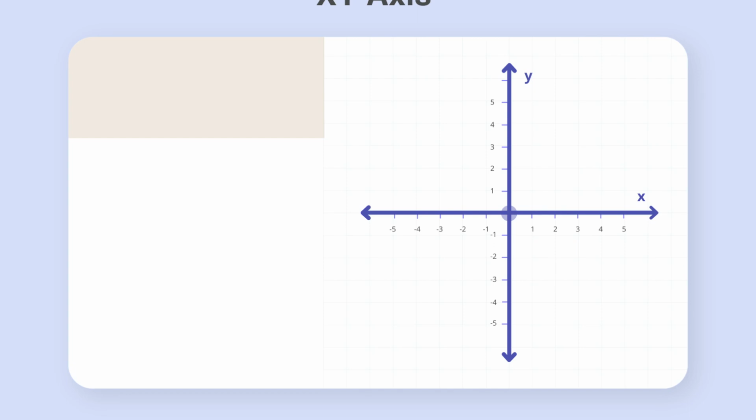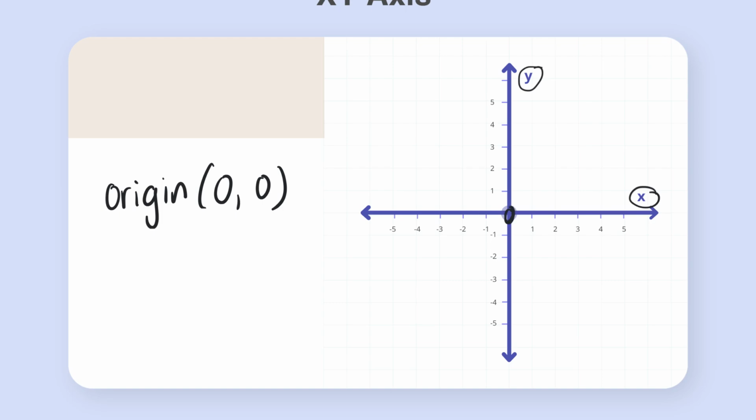Okay, so today we're going to be looking at a coordinate grid. What we have here is a grid with an X and Y axis. Our X axis is always the horizontal axis going from left to right, and the Y axis is always the vertical axis going up and down. This is the center of the grid, which is also known as the origin. The origin is located at 0, 0.